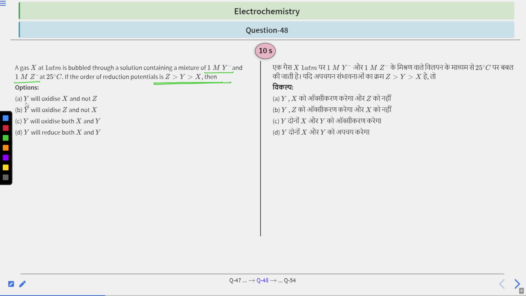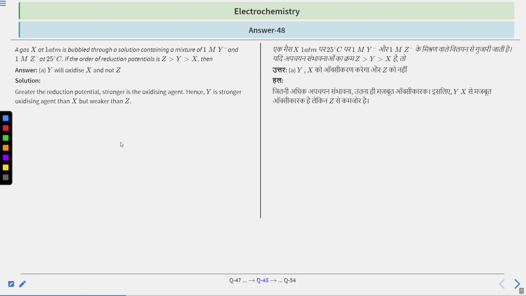Options are: Y will oxidize X and not Z; Y will oxidize Z and not X; Y will oxidize both X and Z; or Y will reduce both X and Z. You have 10 seconds to solve this question. After that, we will see the answer. Okay, let's see. So the correct answer is option A, that is Y will oxidize X and not Z.